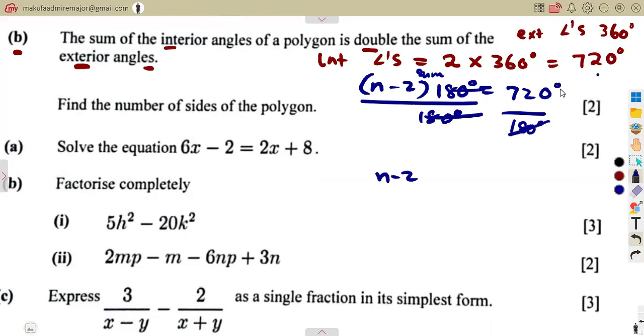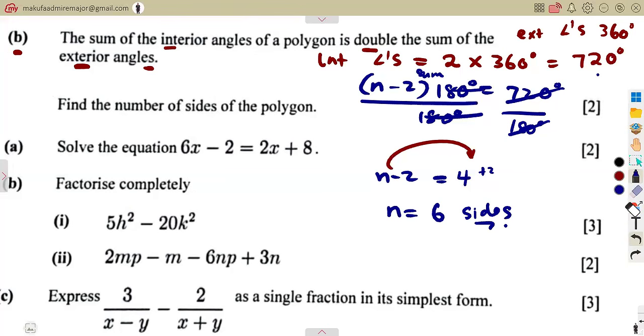All right, so let's divide 180 degrees into 720 degrees. So this into this, it was going to be given 4 times in this case. So that is going to be 4. So to find n, transpose the 2 so that it becomes positive. It was a negative, so it will be a positive 2. So n is 4 plus 2, which is 6. That means this polygon has got 6 sides.